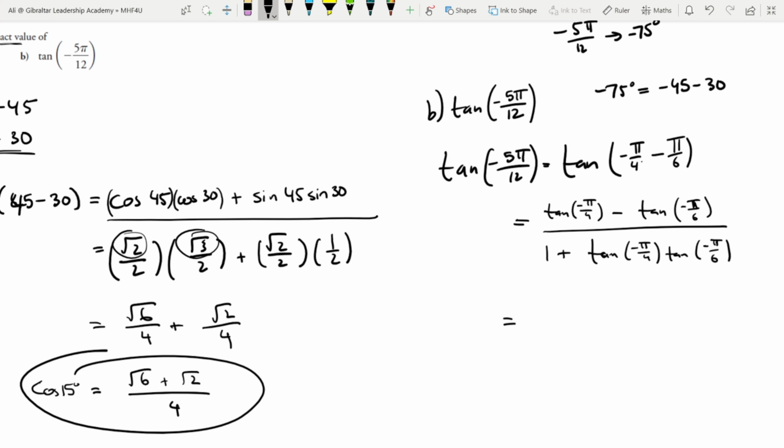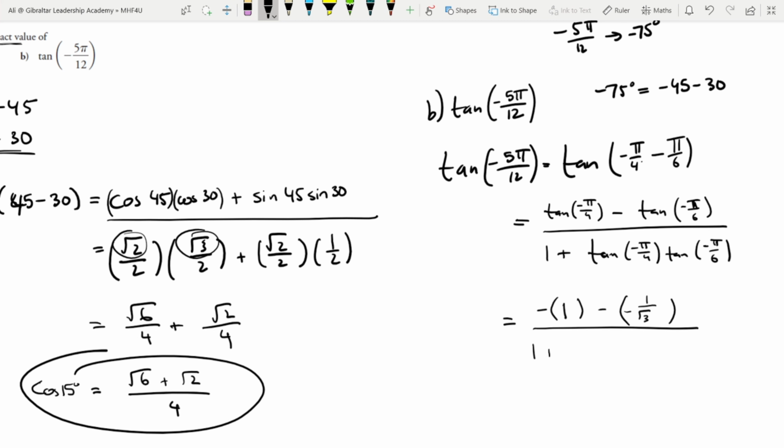Tan of negative pi over 4, this goes to quadrant 4. In quadrant 4, my answer will be negative, right? So I'm just going to split this up here. So it'll be negative, and then tan of pi over 4 is 1. So that's a negative 1, minus tan of negative pi over 6. Again, negative pi over 6 is quadrant 4, so my answer will be negative. Then tan of pi over 6 will be 1 over root 3.